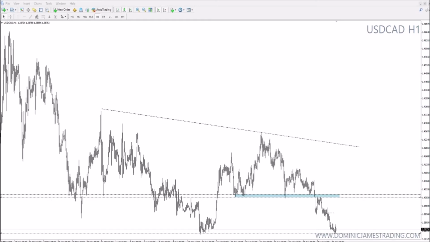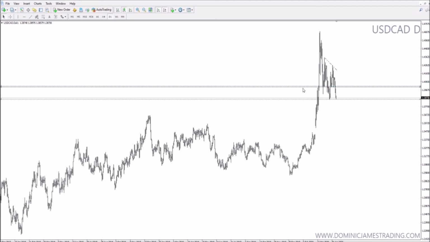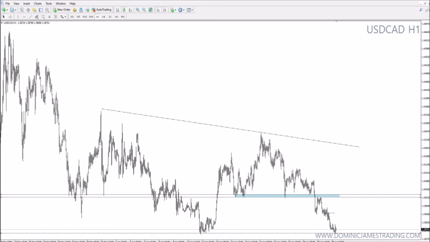If you're in this trade, this is a sensible area to trim most of the position off, but I wouldn't take everything off. Don't want to limit your profit potential, because you never know, we might just drop a lot further. We do have a gap down here, but this seems to be a logical area to take some profits at least, and then let the rest run until Friday. You never know, you might catch a runner.